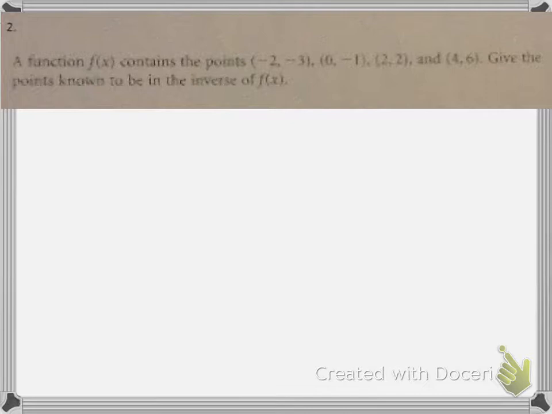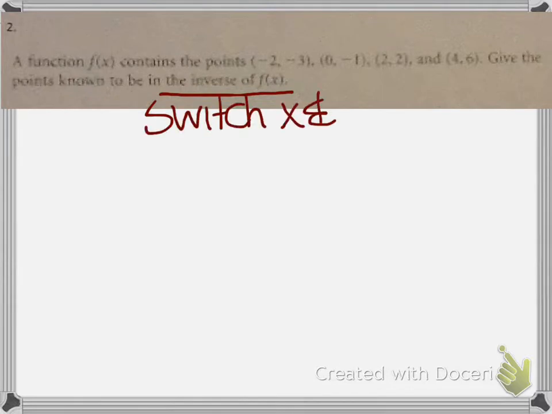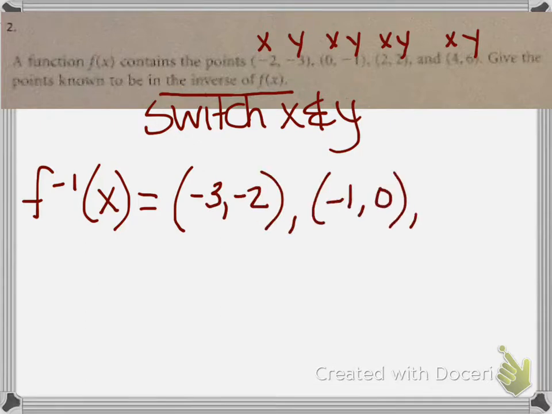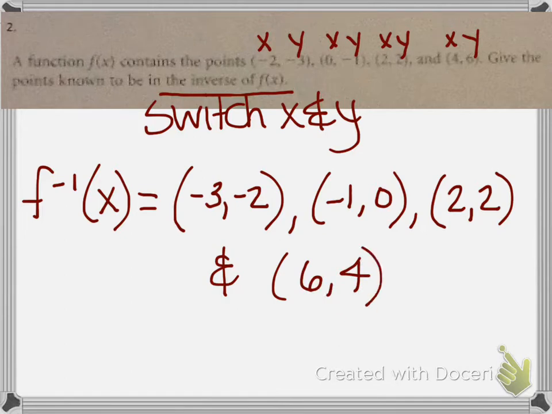So from all of our practice in class last week, and from the other screencasts, we know that to find the inverse of a function, we switch x and y. Whether it's in a point or in an equation, we're just going to switch. So we can label all of these x and y, x always first, right? And then y. So if f of x are all these points, then the inverse, which we notate with a -1 in between the f and the x, is equal to, and we simply just switch our points around, -3, -2, -1, 0, 2, 2, and 6, 4.